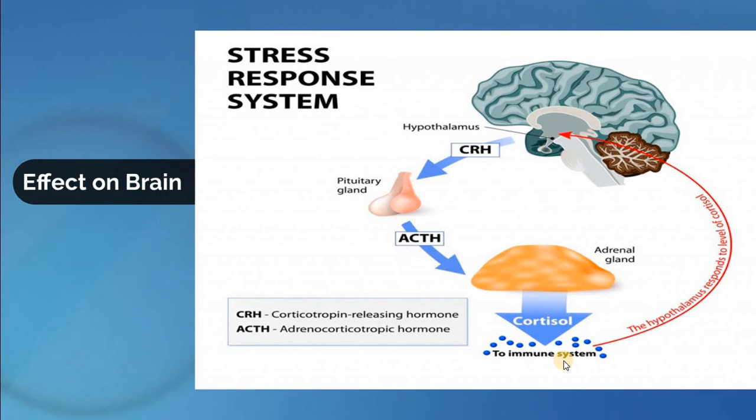Effects on the brain. For example, if the hypothalamus increases corticotrophin releasing hormone, this will act on the pituitary gland to release adrenocorticotropic hormone, and by this it will affect the adrenal gland on the kidney, which in turn releases cortisol to the immune system, and this will affect the hypothalamus. The increasing cortisol will affect the hypothalamus to be in a state of stress and affect the whole body.